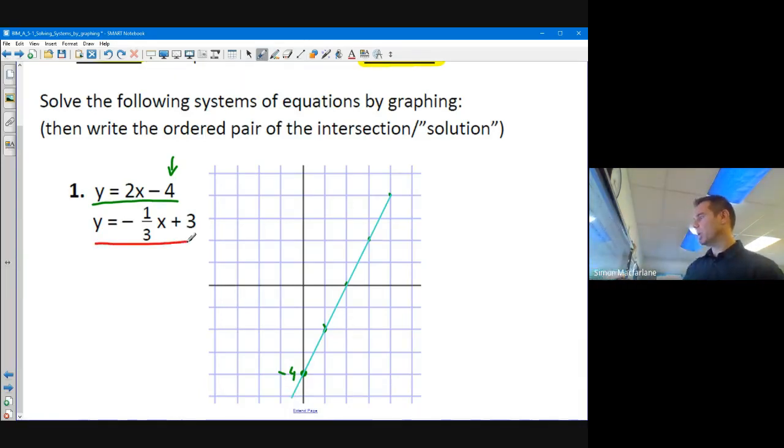All right, let's look at that next line. We're going to start at positive 3. That's the y-intercept. So we'll go up 3, start right here at 3. And then the slope on this one is negative 1/3.